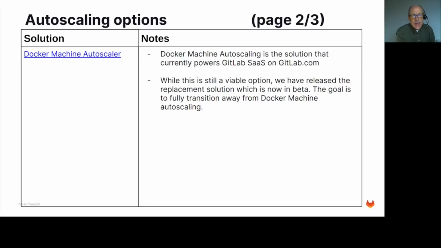The next autoscaling option is the Docker Machine Autoscaler. This is the solution which scales runners out on GitLab.com. While it works very well, it is dependent on GitLab's forked version of Docker Machine, which has been deprecated. This executor will eventually be phased out and replaced by a next-generation Docker Autoscaler.